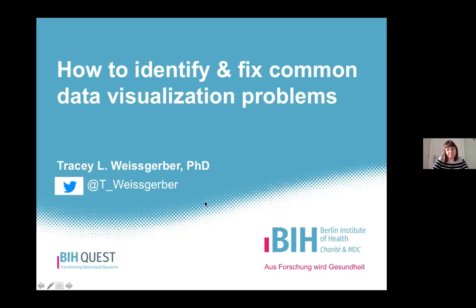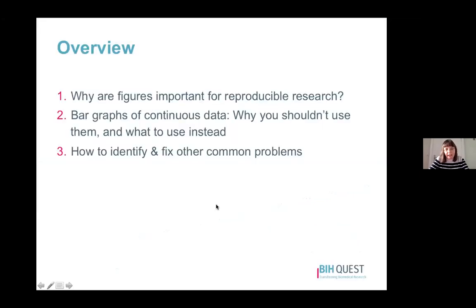Okay, so today I'm going to talk about how to identify and fix common problems with data visualization. Just to give a quick overview of the topics that I'll discuss today. I think it's important when I start a talk to always emphasize why figures are so important when we're thinking about reproducible and transparent research practices. I'll spend quite a bit of time talking about bar graphs of continuous data, specifically why you shouldn't use them and what you should use instead to give readers more information about your data. And then I'll close with a few other common problems and how to identify and fix them.